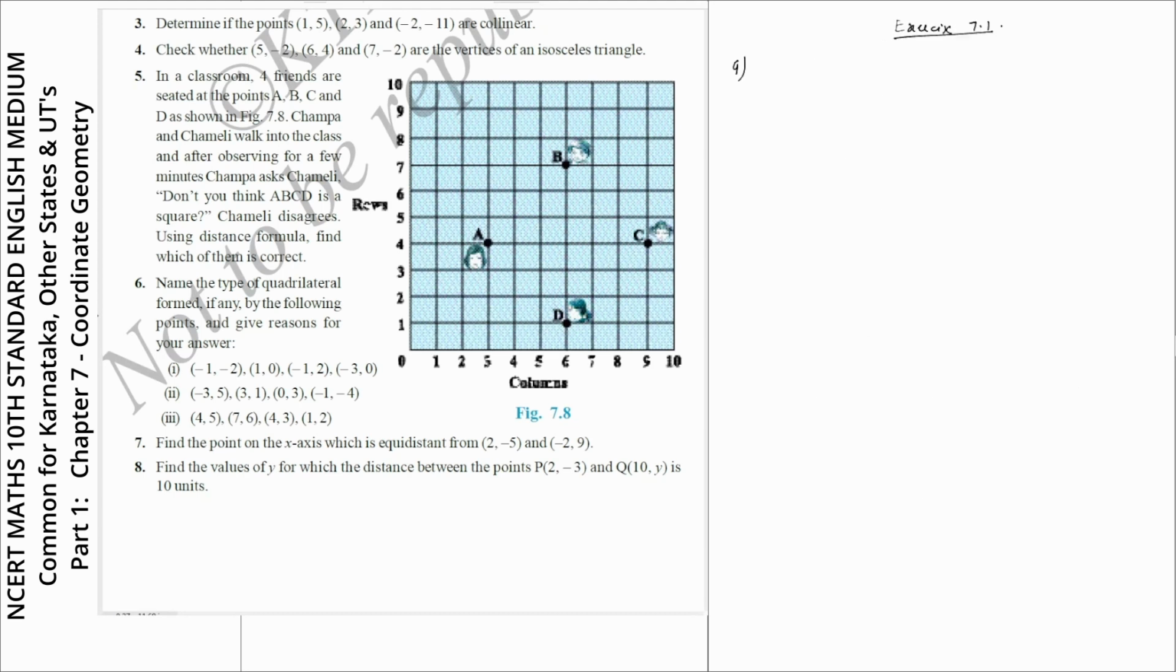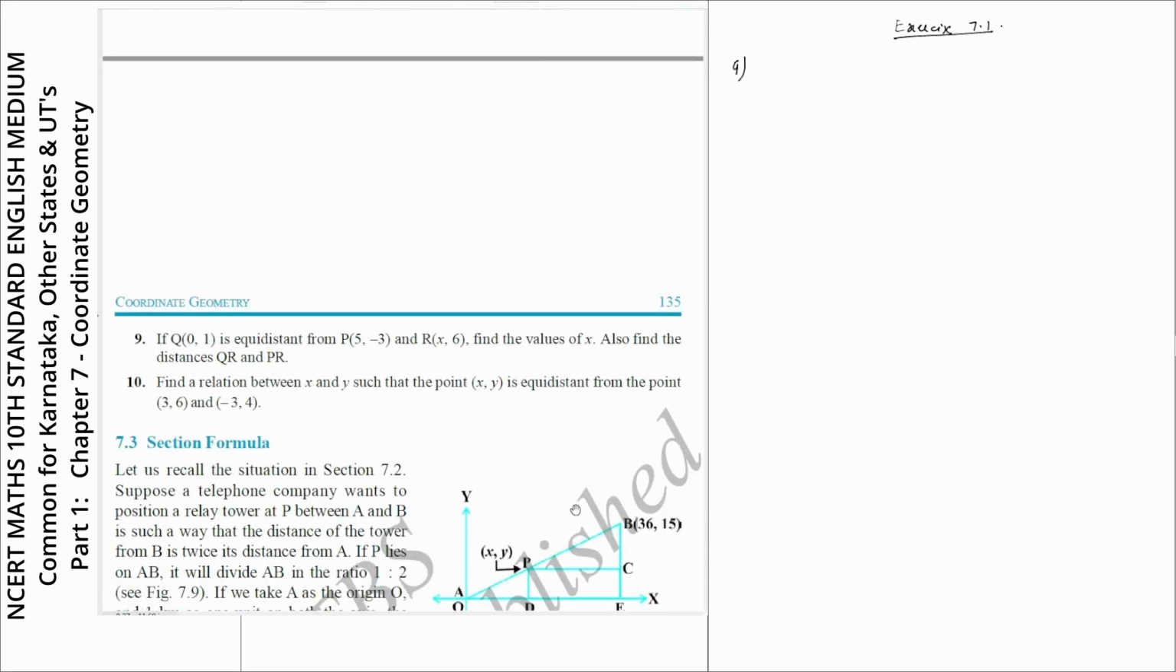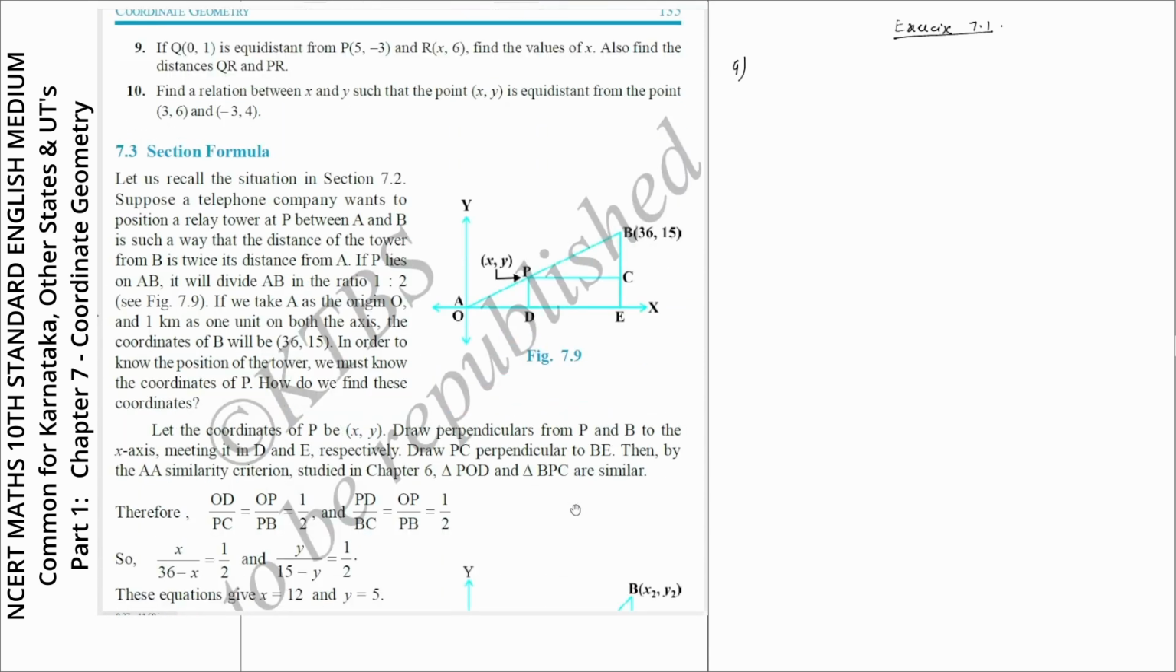The next question in exercise 7.1 is question number 9. So the question is, if Q of (0, 1) is equidistant from P of (5, minus 3) and R of (x, 6), find the value of x. Find also the distances QR and QP. So given in the question, Q is (0, 1), P is (5, minus 3) and R is (x, 6).